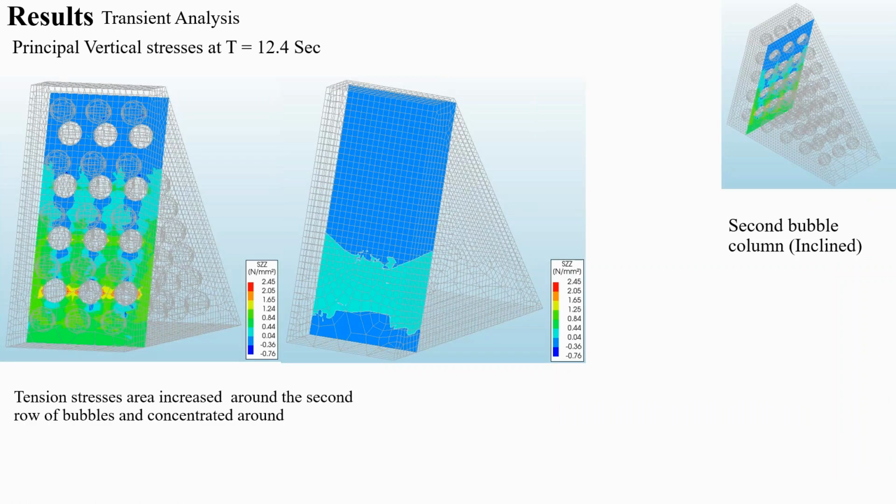The same thing happened for the second column of bubbles. We can find that the stresses increase around the bubbles greater than the full dam, but all of them are lower than the allowable.